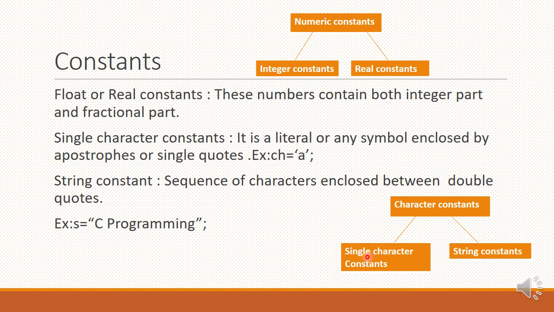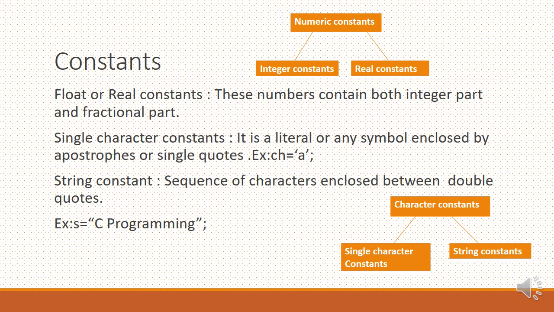Let us hope all of you understood about the constant. It is one important topic in C programming. First, what do we mean by constants? Constants are divided into two types, numeric constants and character constants. Numeric constants are divided into integer constants and real constants. Character constants are divided into single character constants and string constants.